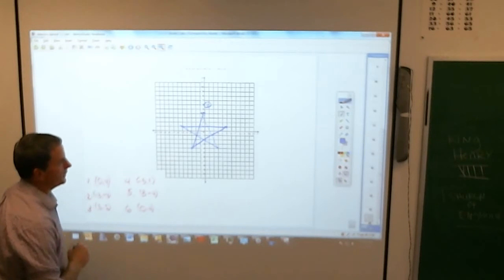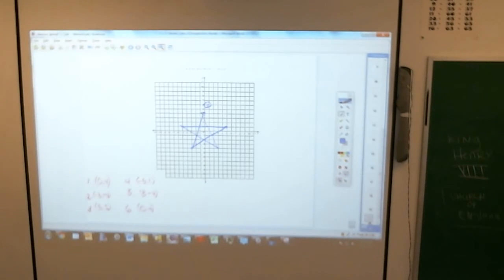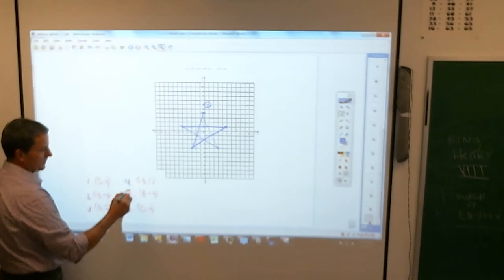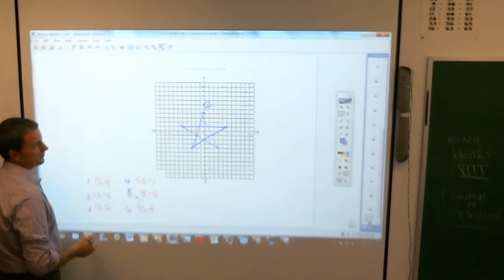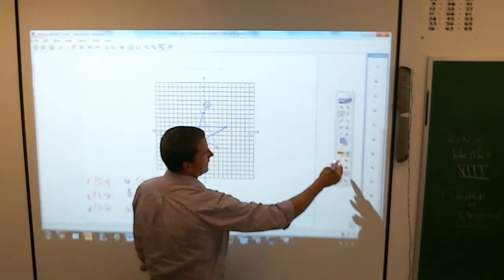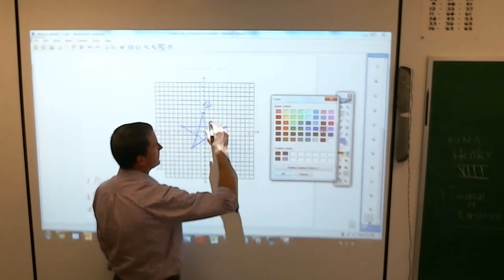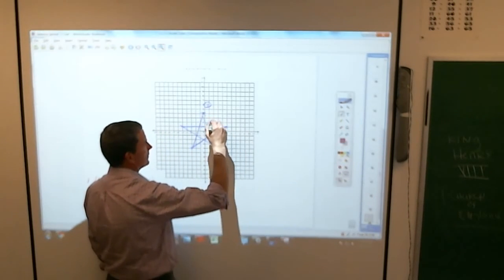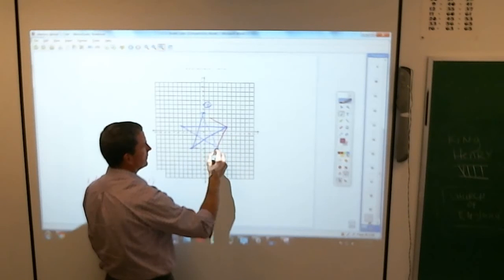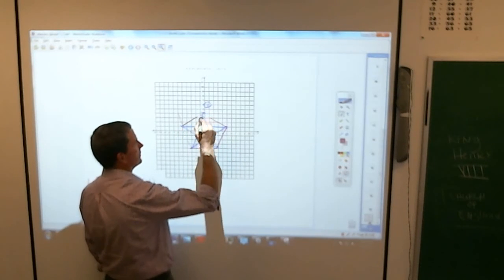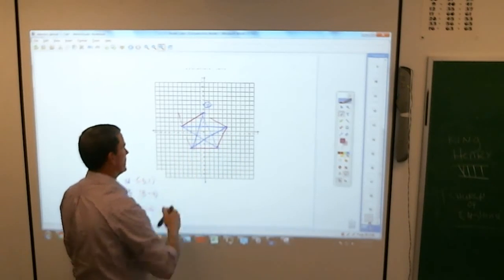Not sure why you connected the outside ones and not in the order I gave them. Did I say that? I saw a lot of people that had this shape here. Not that star shape there.